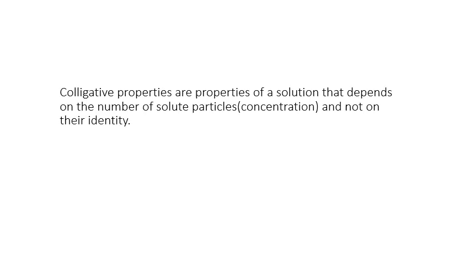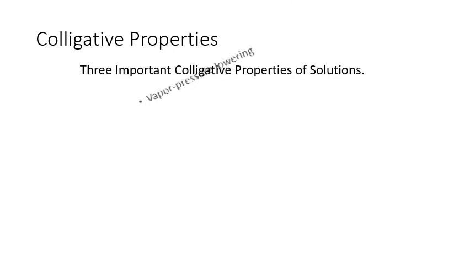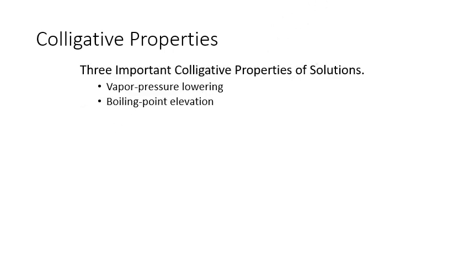We will discuss the basic concept of colligative properties in this video. So colligative properties are properties of a solution that depend only on the number of solute particles and not on their identity. We will be discussing three colligative properties. They are vapor pressure lowering, boiling point elevation, and freezing point depression.